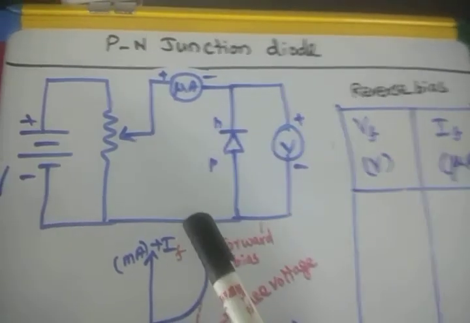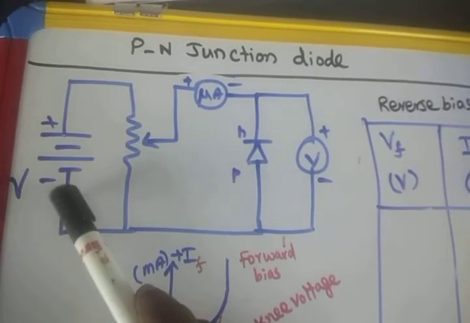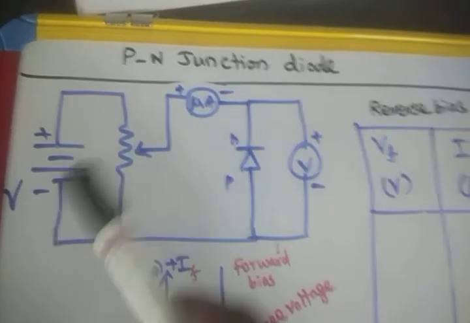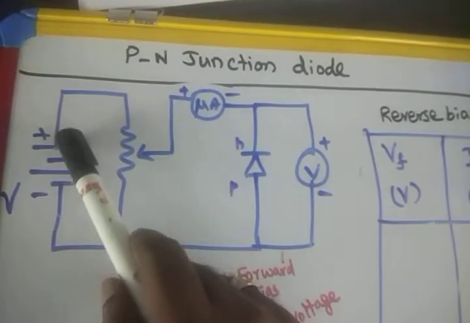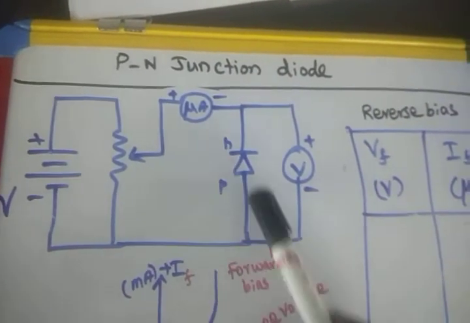So forward bias means the positive of the battery is connected to P type and the negative of the battery is connected to N type. Reverse bias means positive of the battery is connected to N type and the negative of the battery is connected to P type. So as usual, the same circuit, what you are doing.